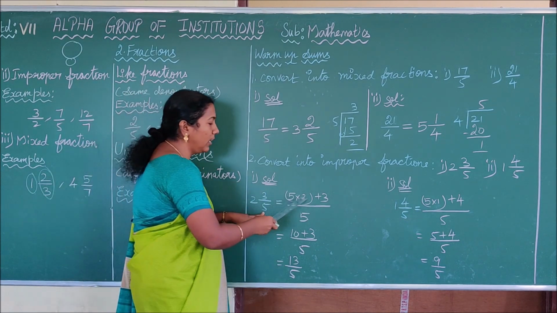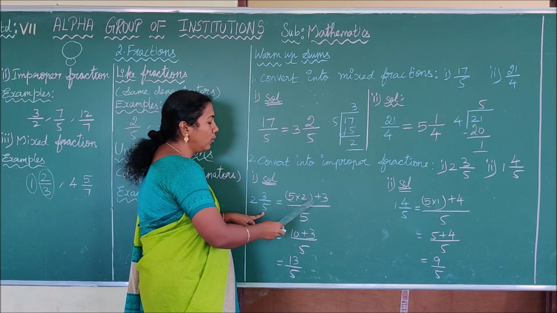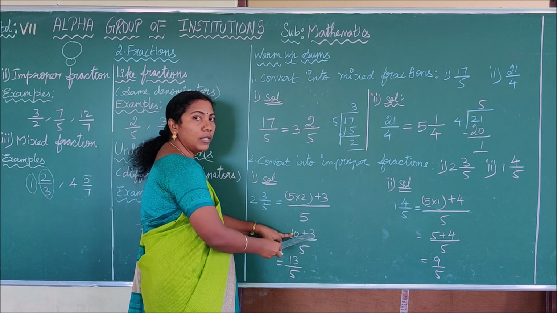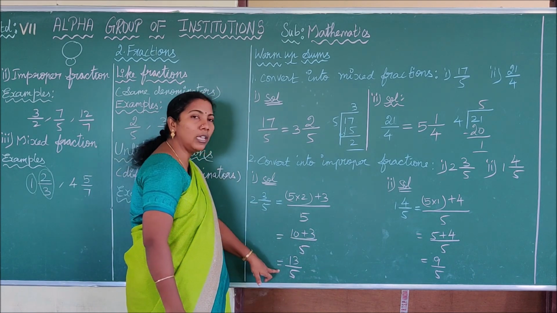That is, 5 into 2 plus 3, divided by, write the denominator as it is. 5 into 2 is 10, plus 3. 10 plus 3 is 13 by 5. Thus we have converted the mixed into the improper.